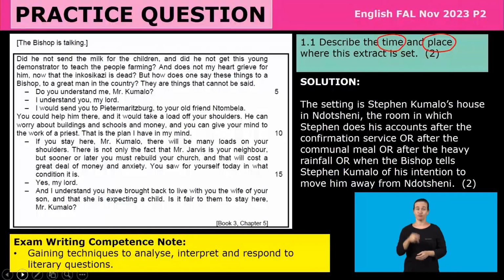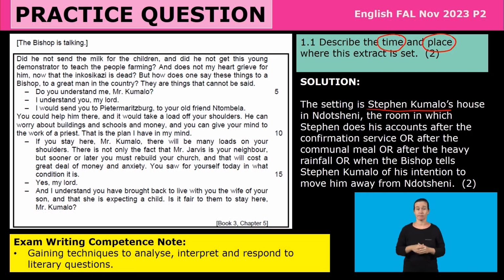The setting is Stephen Khumalo's house, all right? So already you're going to earn 1 mark because you're telling them where it's set. In Ndotsheni, the room in which Stephen does his accounts after the confirmation service. So remember, if you mention Stephen Khumalo's house, you get the mark. If you mention that it's the room where he does his accounts, you could get the mark as well. So it's an or, all right?